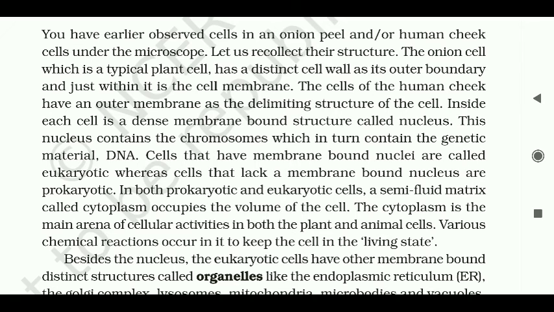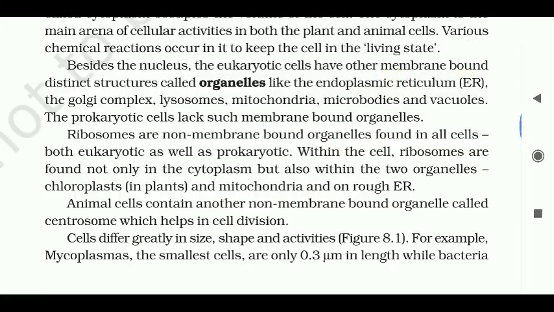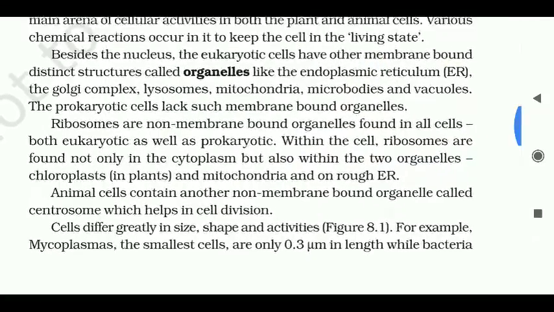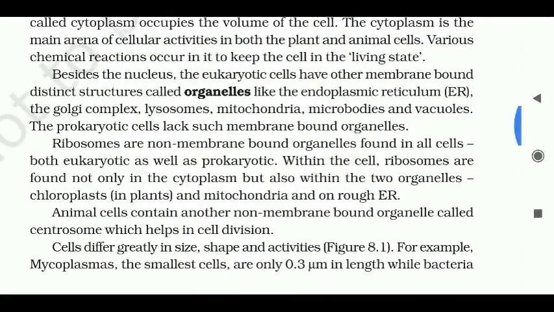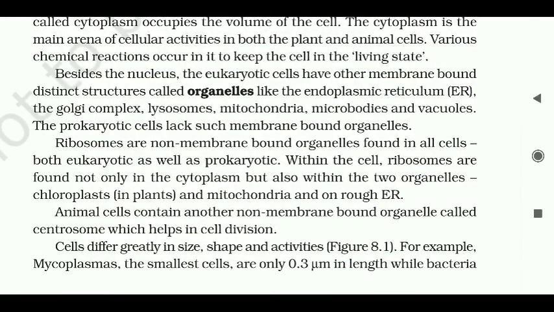Besides the nucleus, the eukaryotic cells have other membrane-bound distinct structures called organelles, like the endoplasmic reticulum, ER, the Golgi complex, lysosomes, mitochondria, microbodies, and vacuoles. The prokaryotic cells lack such membrane-bound organelles. Ribosomes are non-membrane-bound organelles found in all cells, both eukaryotic as well as prokaryotic.